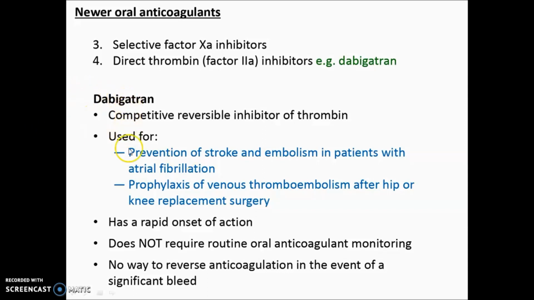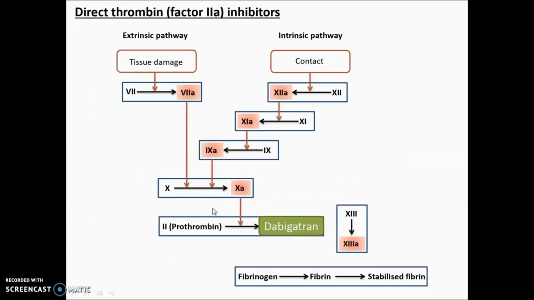Fine. So where do you use your dabigatran? Mostly for the prevention of stroke and embolism in patients, and also as a prophylactic drug after hip or knee replacement surgery. And there is no need to monitor these newer oral anticoagulants. As I have told you, dabigatran will directly act on your thrombin, so no coagulation will take place.